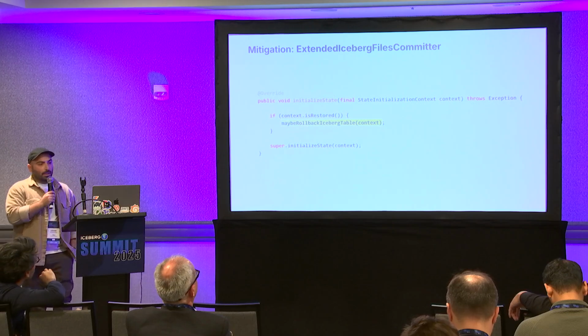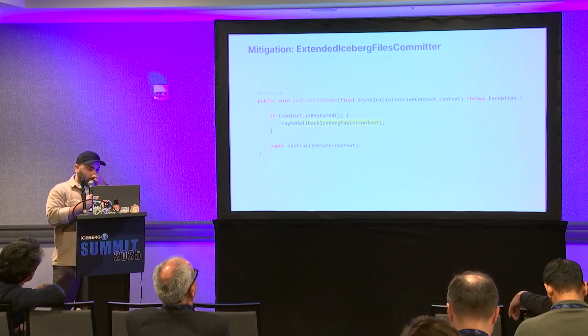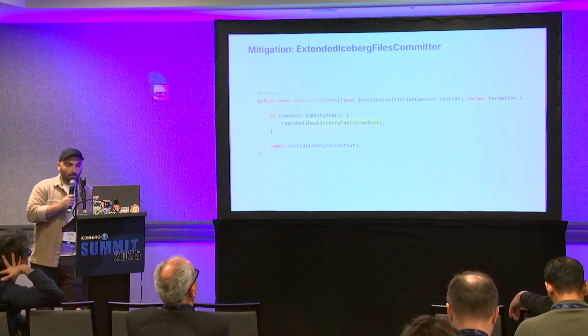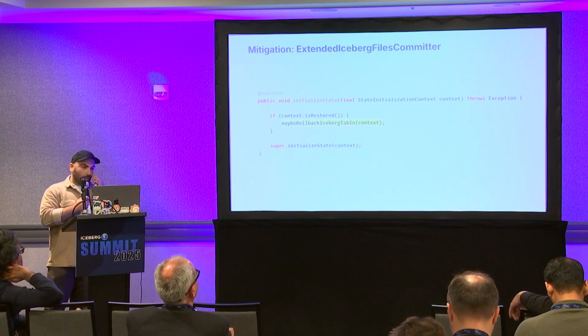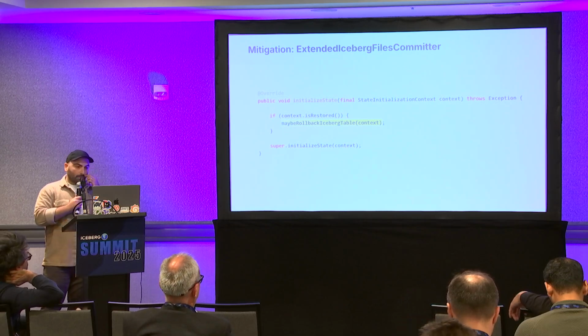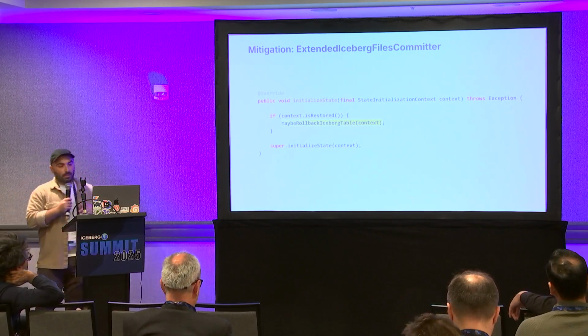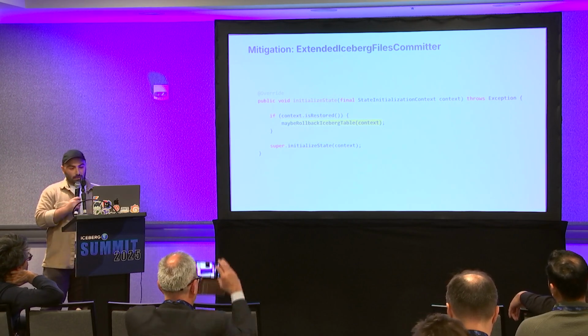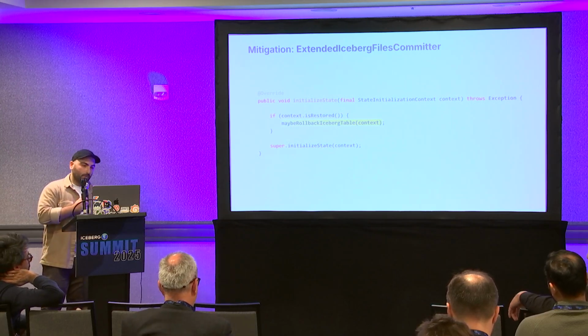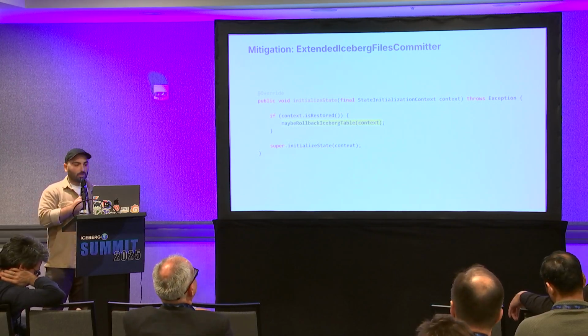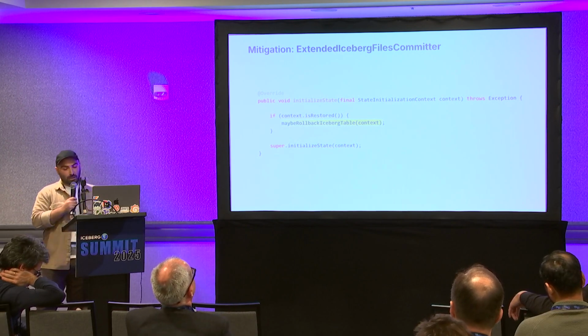So how we mitigate this issue is we extended the Iceberg files committer, which now has this special logic where it checks if the state of the Flink application is restored, so Flink state is restored, then it tries to roll back the Iceberg table to the same version of a snapshot that matches the incoming checkpoint ID.